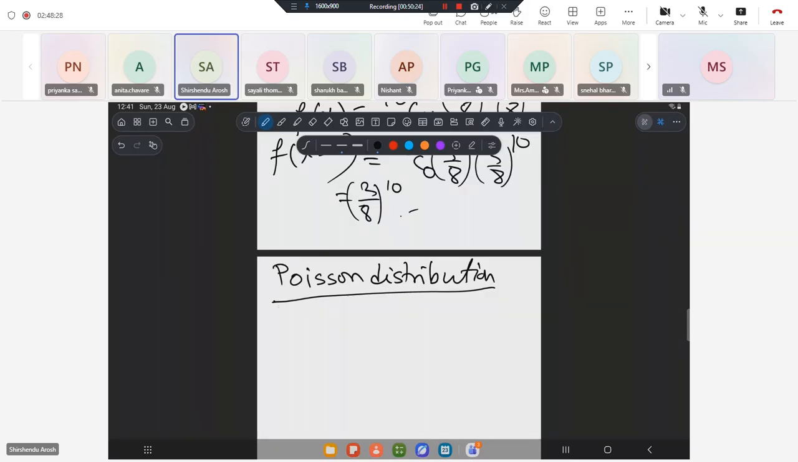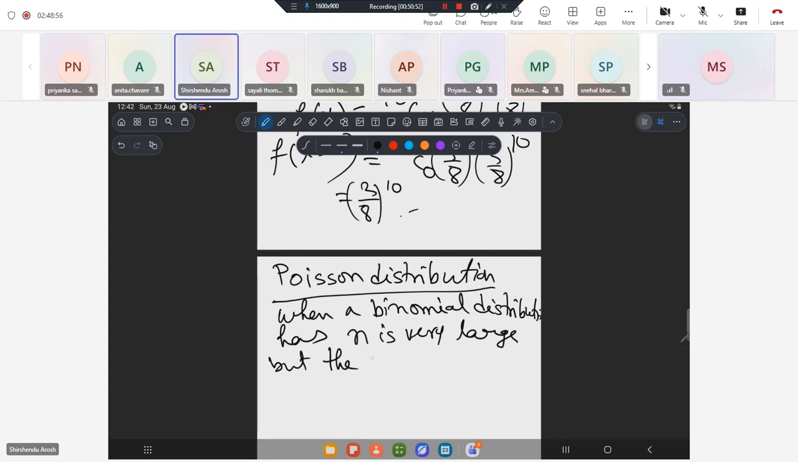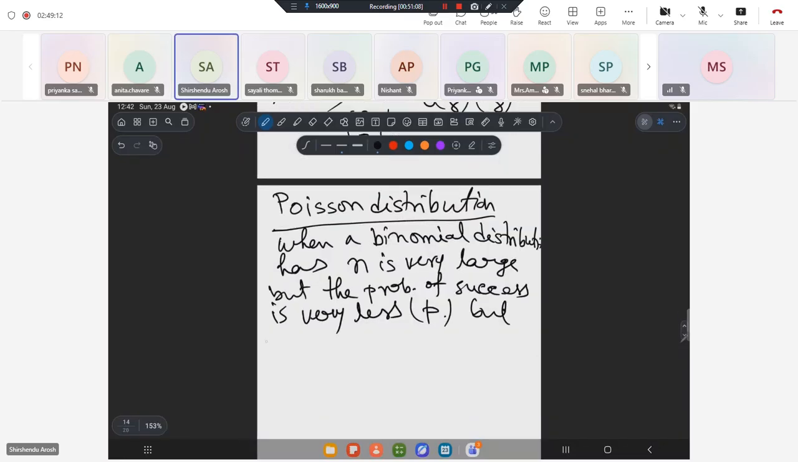So, what is the assumption here? That when a binomial distribution has n very large, but the probability of success is very small, but np is finite, then the binomial distribution becomes a Poisson distribution.